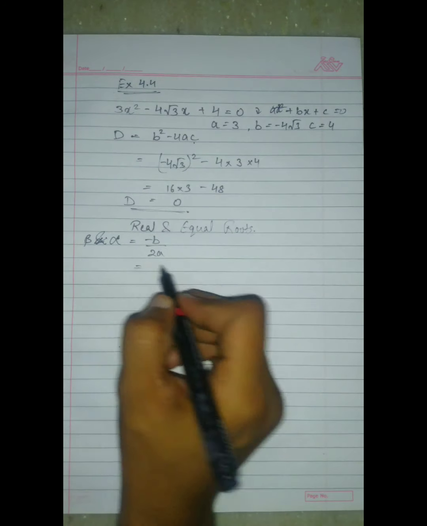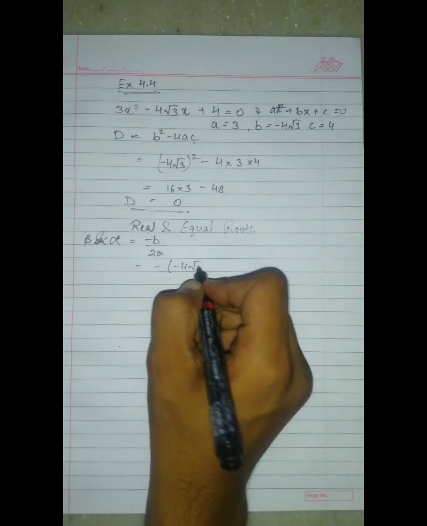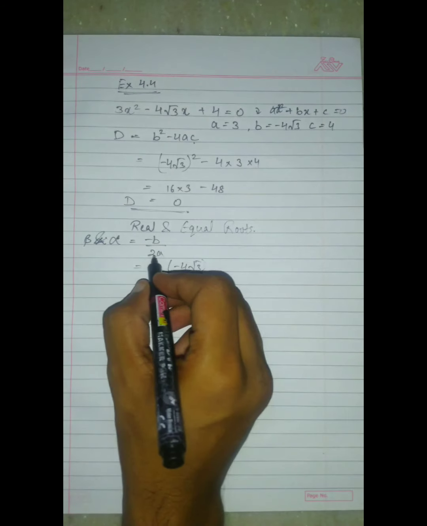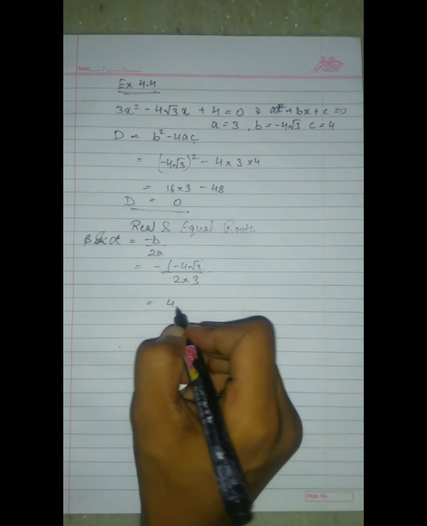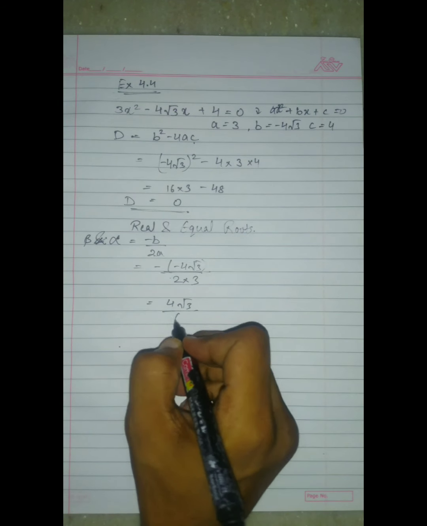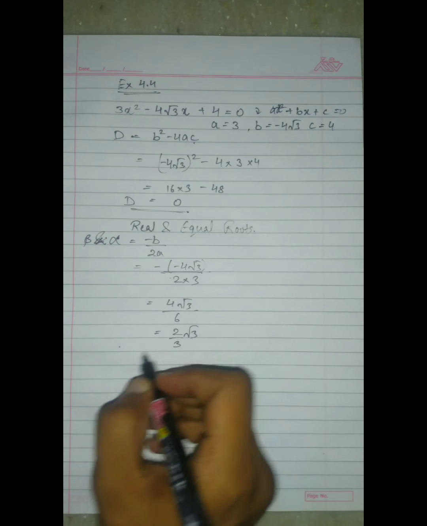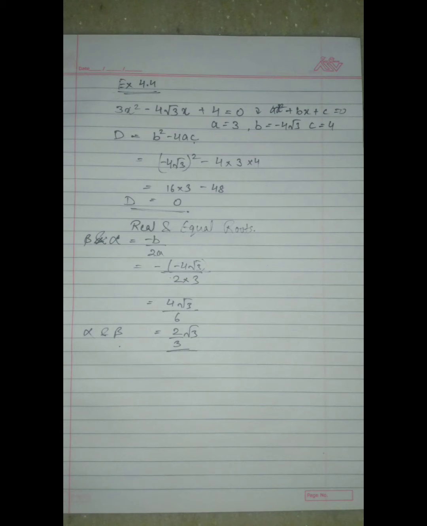Okay, so minus b is minus of minus 4 root 3, upon 2 into a, where a was 3. So 4 root 3 upon 6 gives me 2 by 3 root 3. So alpha and beta both are equal to 2 by 3 into root 3.